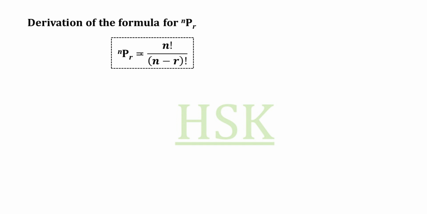Now we are going to derive this formula also, that is, how do we obtain NPR as equal to n factorial upon n minus r factorial. Okay, so already we have studied this result, that NPR is equal to n into n minus 1 into n minus 2 and so on up to n minus r plus 1.